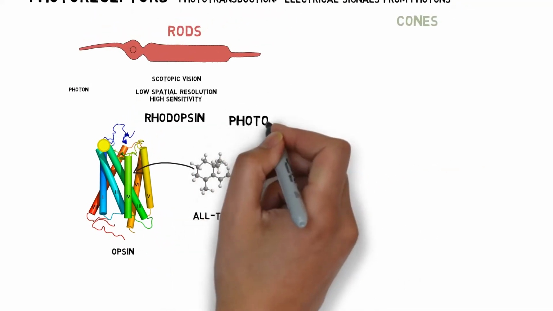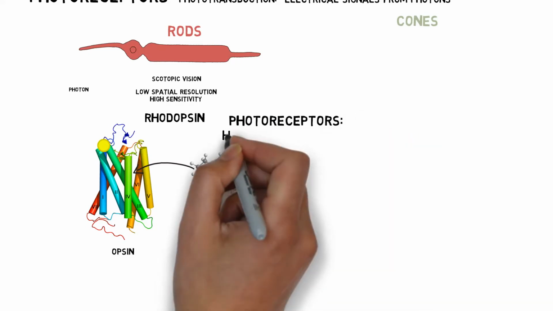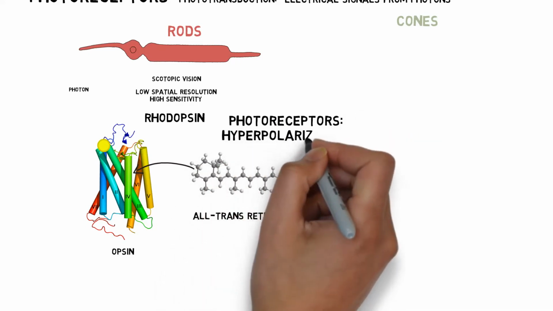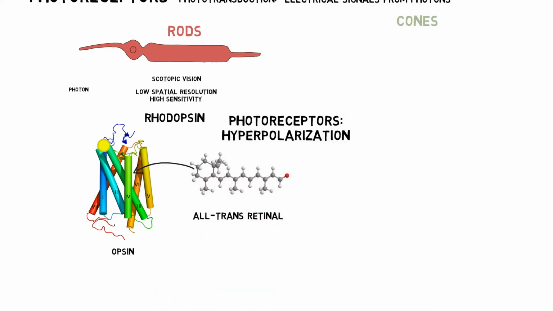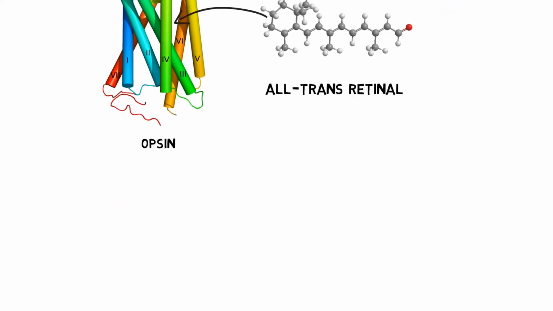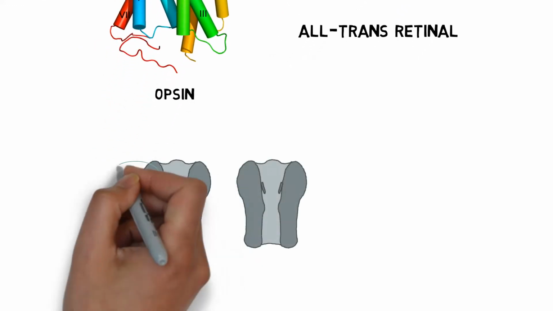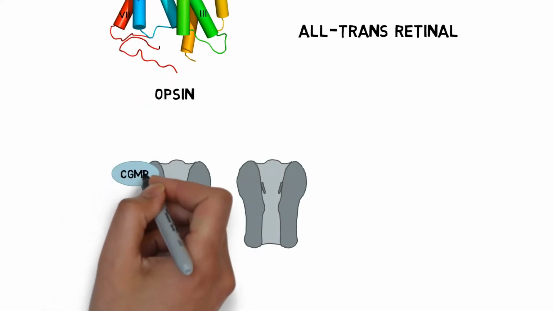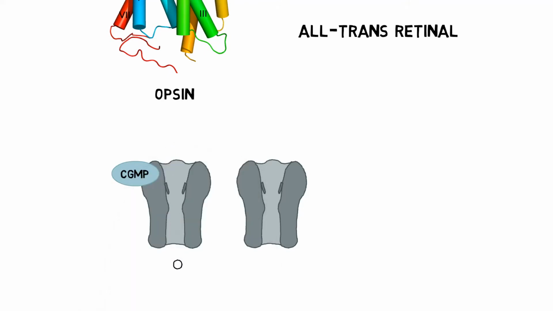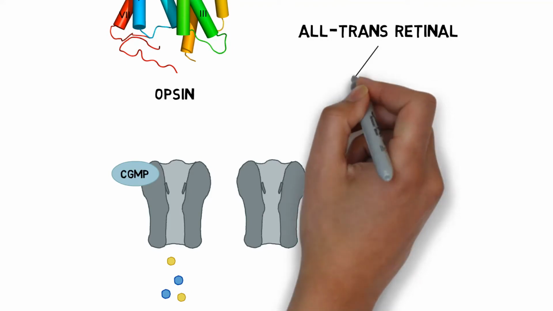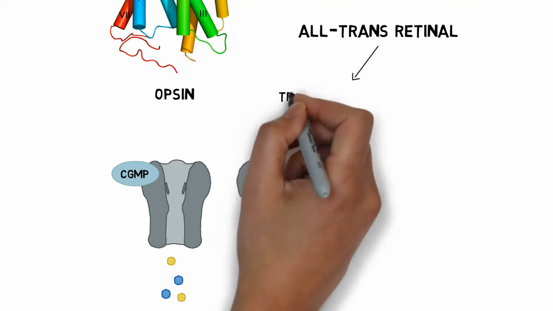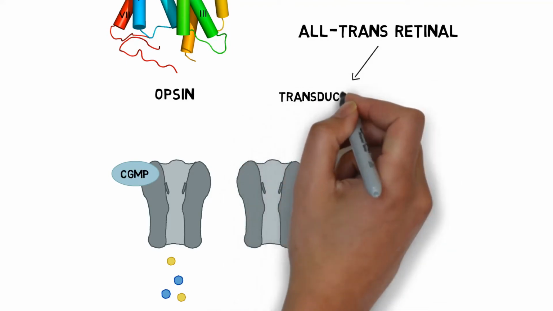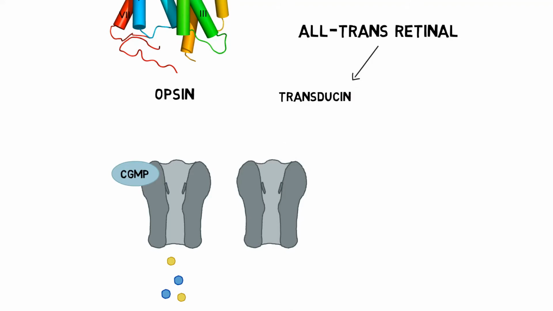An important thing to note is that photoreceptors operate under hyperpolarization rather than the depolarization we would typically expect from sensory neurons. At rest, a nucleotide called cGMP allows sodium and calcium to flow into the cell. When 11-cis retinol shifts to all-trans retinol, an intracellular messenger, transducin, is activated.